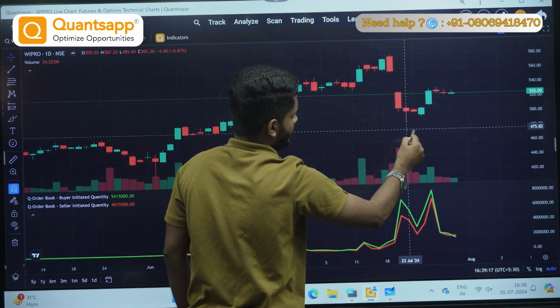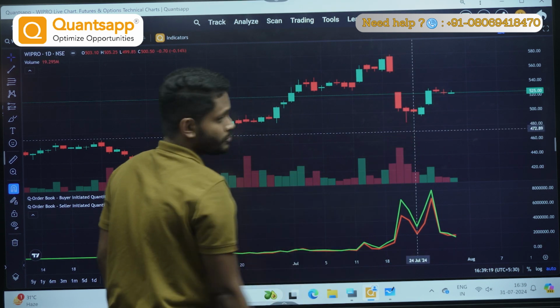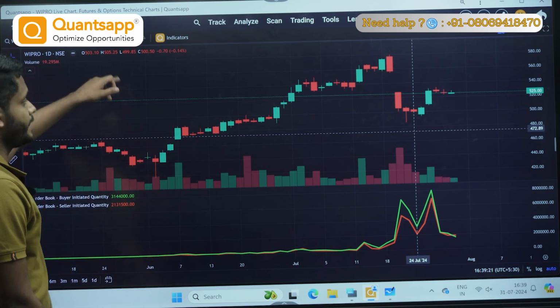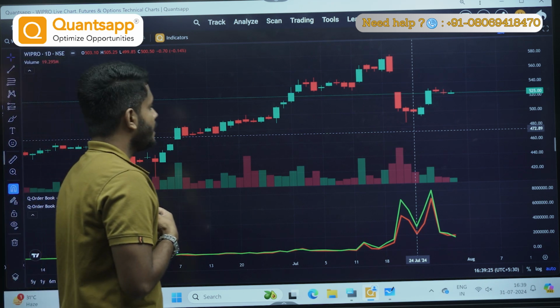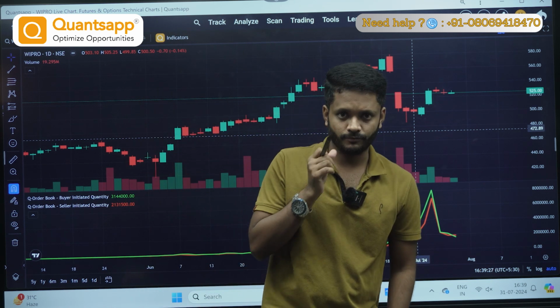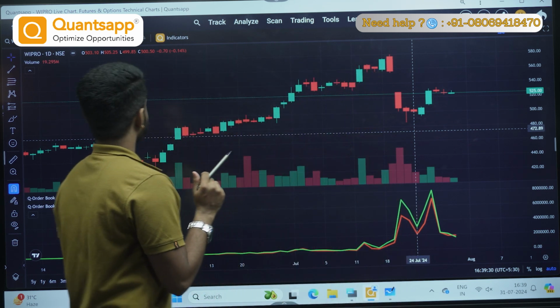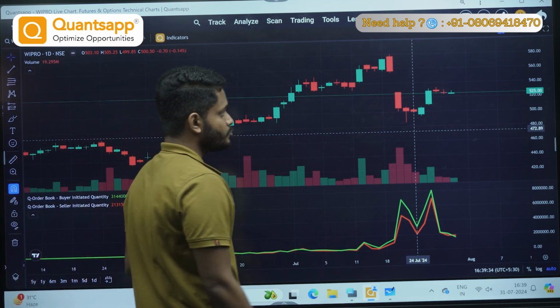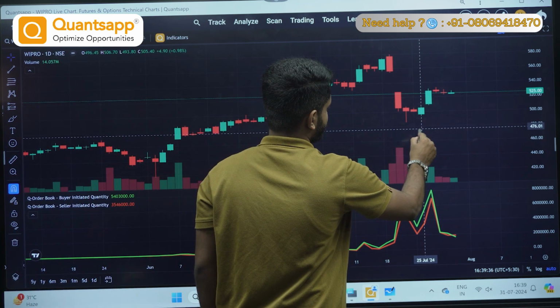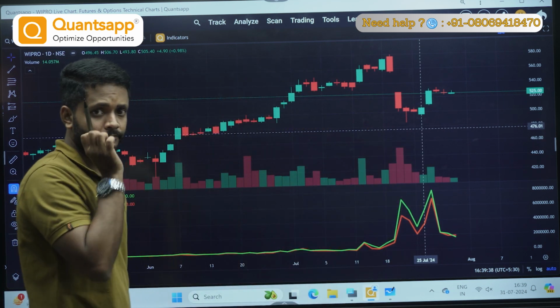Check on 24th July, correct? On 24th July's candle, check the high. High is 505.25. Okay, high is 505.25 of 24th July. So suppose Wipro crosses 505.25 on 25th July, I would have initiated a trade. This is the 25th July candle.